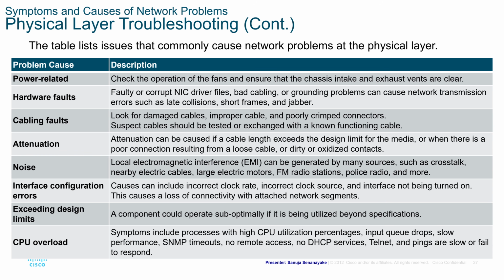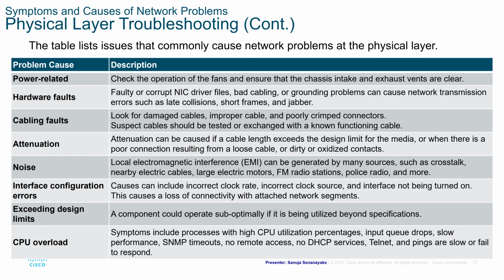Cabling faults. Look for damaged cables, improper cables, and poorly crimped connectors. That is a very common problem in large enterprise infrastructure. Sometimes even your best effort to make a very good crimped connector doesn't properly do its job. So make sure that when you are terminating those Cat5e, Cat6 cables or fiber optic lines, you are properly terminating them according to the standards. Suspect cables should be tested or exchanged with a known functioning cable. That's the best solution for that.